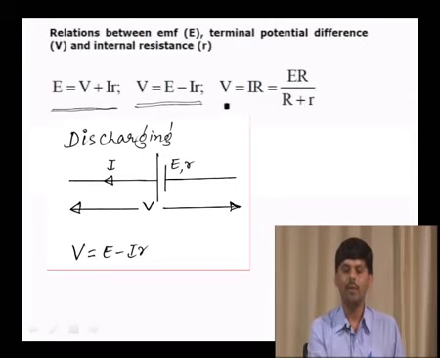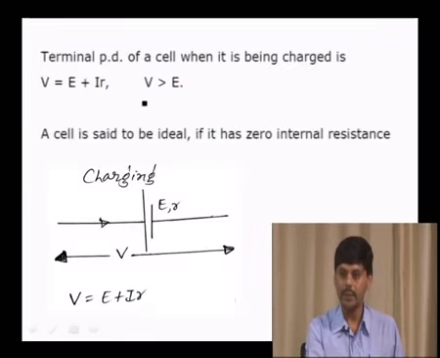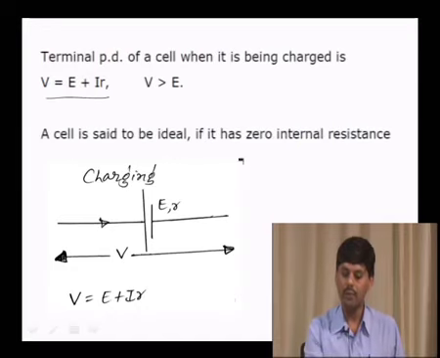By taking the help of Ohm's law, we can write V = IR. We know the value of I, substitute the value, we get V = ER divided by (R + r) as the terminal potential difference. Now it is charging. We are going to charge the cell. Now it becomes V = E + Ir. In this case, V is greater than E. A cell is said to be ideal if it has 0 internal resistance.